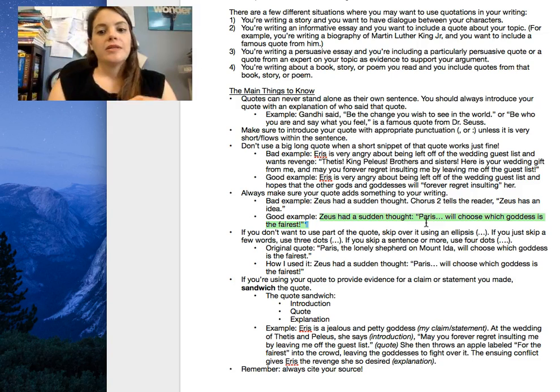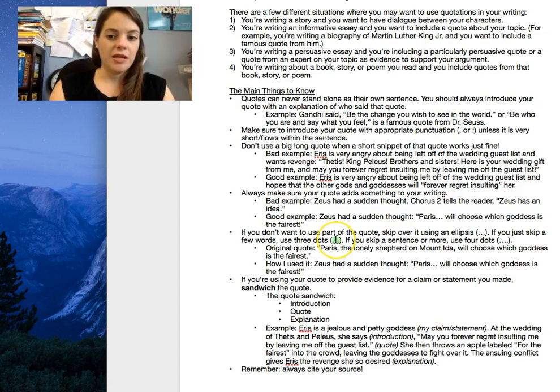So you might have noticed in this quote I used what's called an ellipsis. If you don't want to use part of the quote, skip over it and add an ellipsis. That's what the dot, dot, dot is actually called. If you just skip a few words, you use 3 dots. If you skip a sentence or more, you use 4 dots.